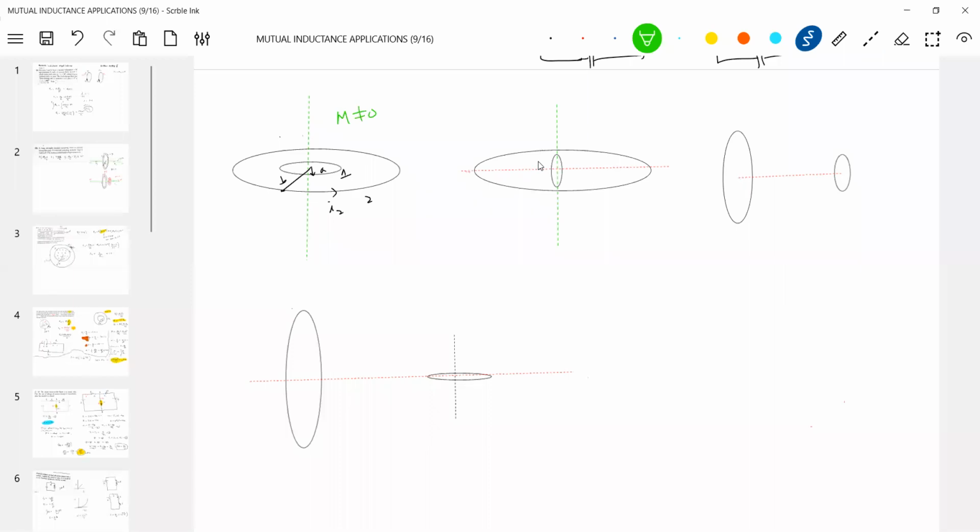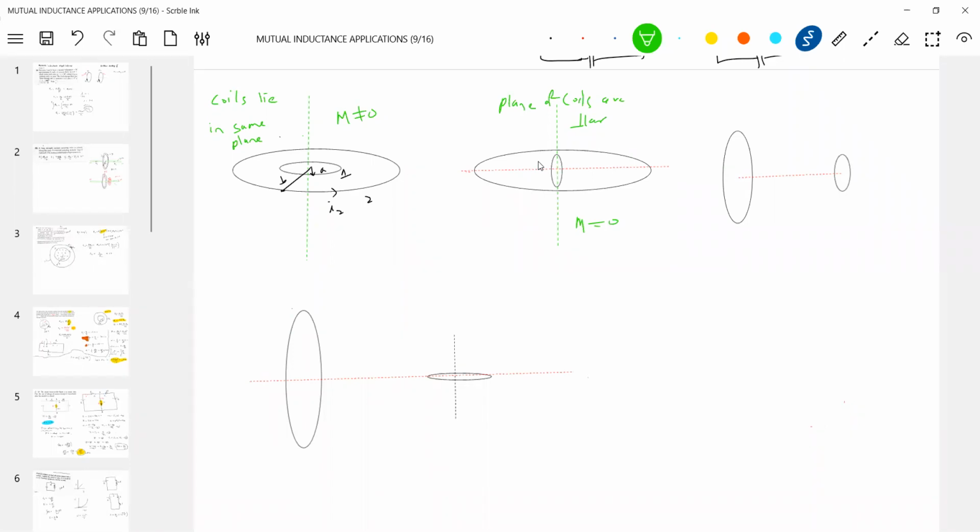Second case: how are the planes of the coils? The planes of the coils are perpendicular. You can see this: the planes of the coils are perpendicular, and they do not lie in the same plane. So what about mutual inductance? It will be zero.